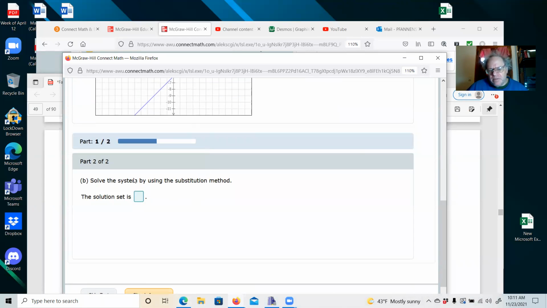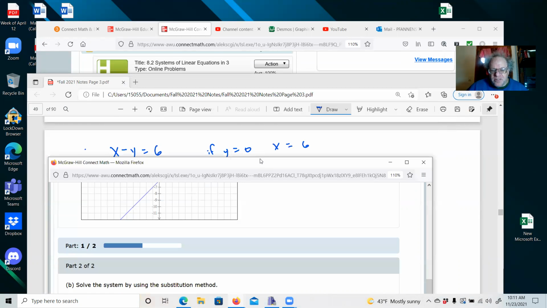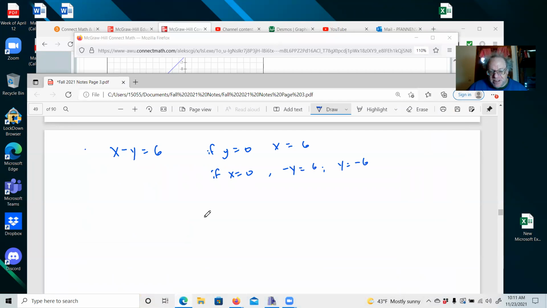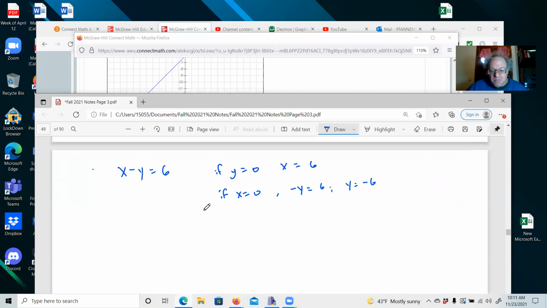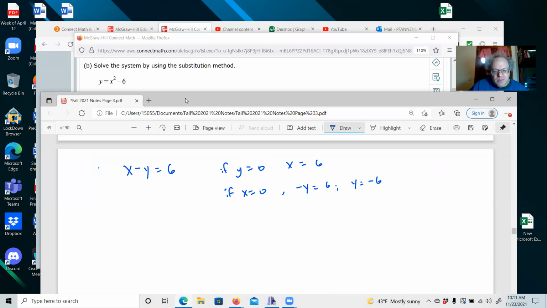All right, now solve the system by using substitution. I'll never write the instructions like solve by substitution or solve by elimination. Like that's on you. You choose the best method you think is going to work. Most of the time it is going to be substitution. So what do we have for a problem? We have x squared minus 6 equals y. So we have y equals x squared minus 6. We have x minus y is equal to 6.